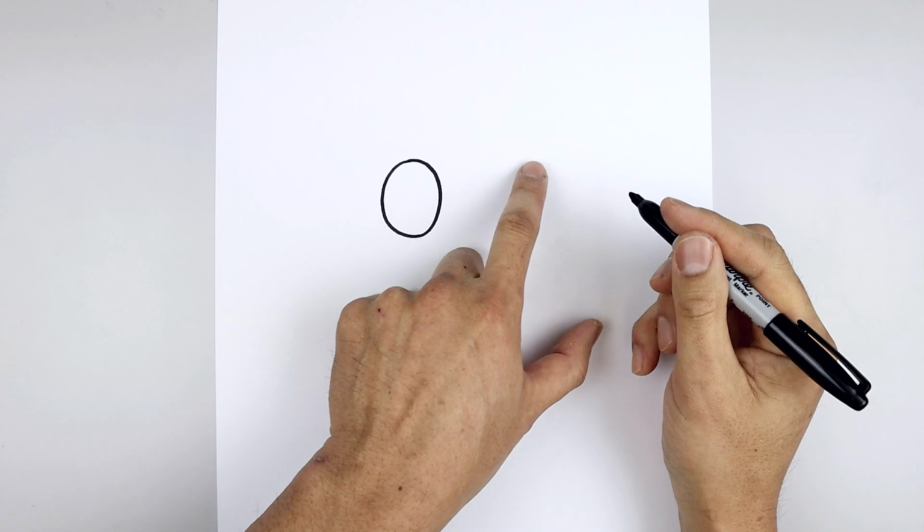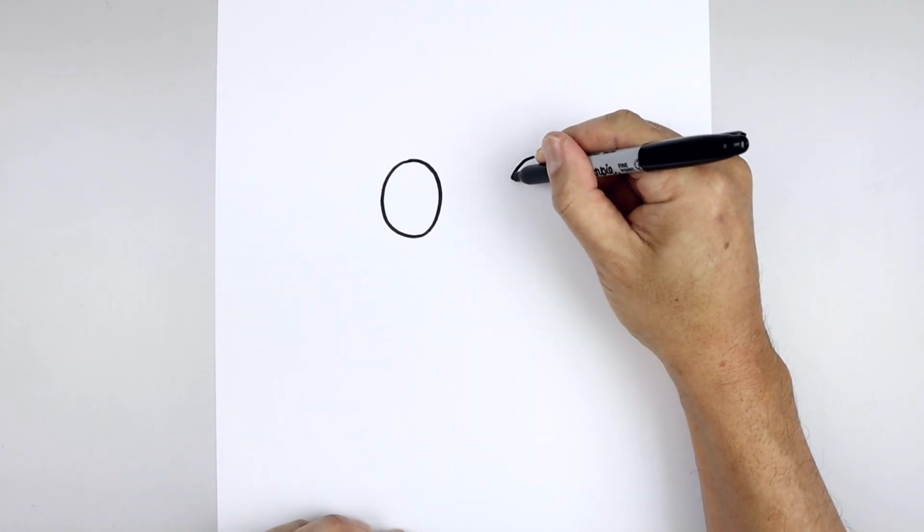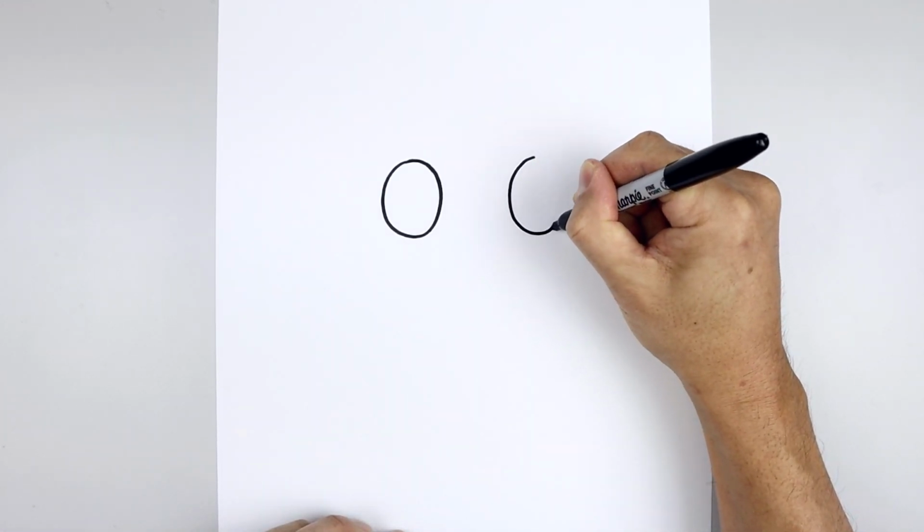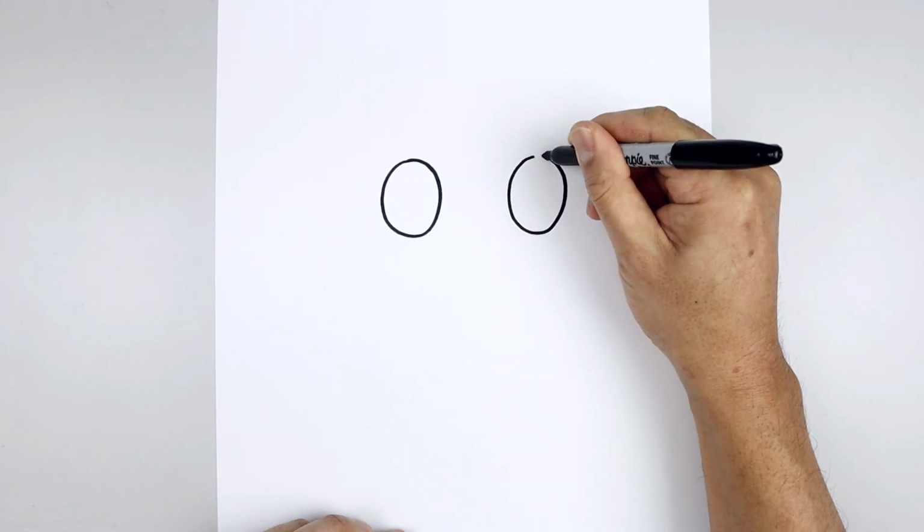Now we're going to line this up along the right side and draw the same thing. Just going to bring that down towards the same height. And then bring that back up towards the top.